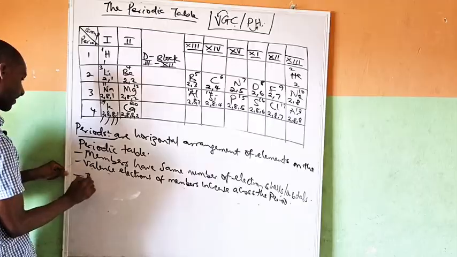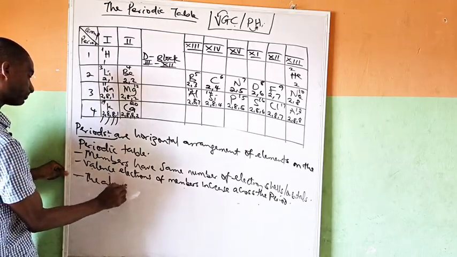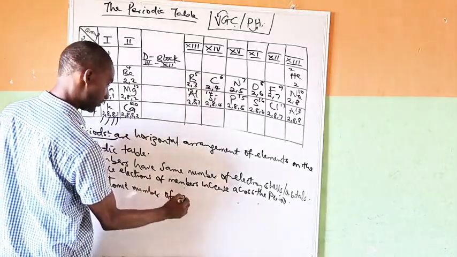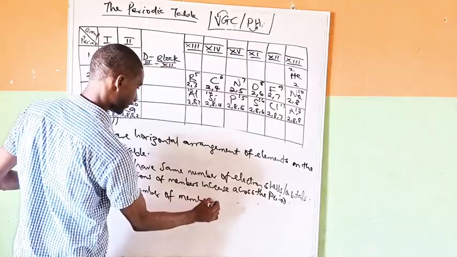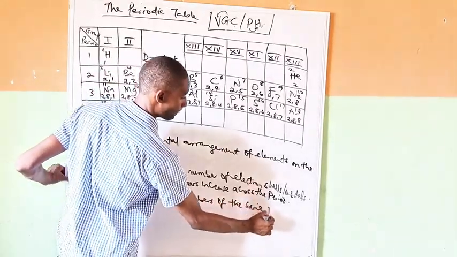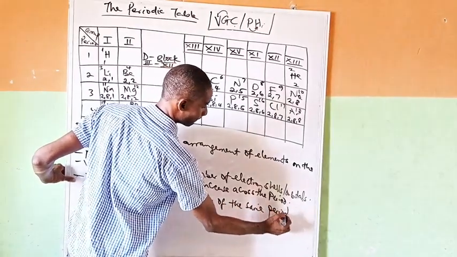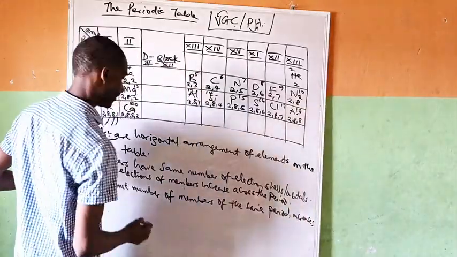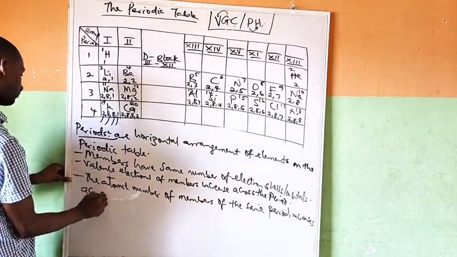So the atomic number of members of the same period increases across the period.